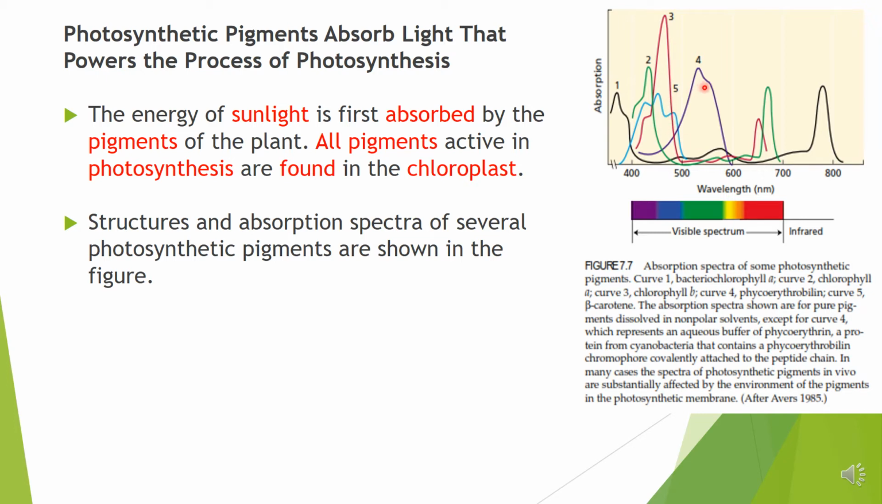The fourth line, which is of violet color, absorbs light from 400 nanometers up to 600 nanometers, and that fourth line is of phycoerythrobilin, whereas the fifth line is of light blue color, that is the carotenoid content present in the green plants, which absorbs light ranging from 400 nanometers up to 500 nanometers.